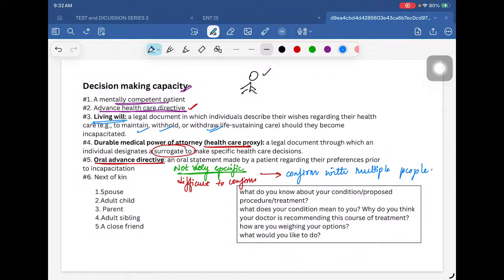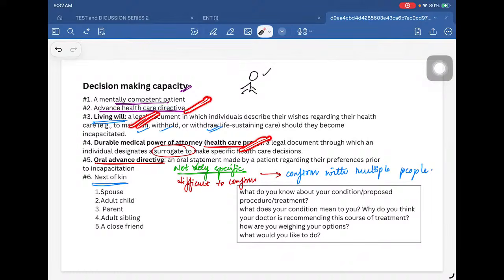Next comes the next of kin. If the patient doesn't have any of this, like an advanced healthcare directive, living will, healthcare proxy or oral advanced directive, then next comes the next of kin, who in this order can take decisions on behalf of the patient. First comes the spouse, second is the adult child. If none of them are available, then it would be a parent. If all these are not available, an adult sibling, then comes your close friend. So this is the hierarchy of decision making.